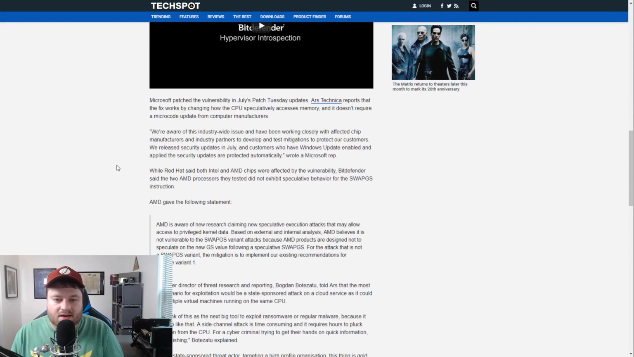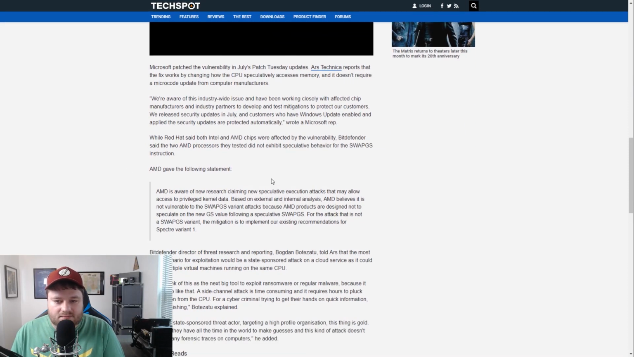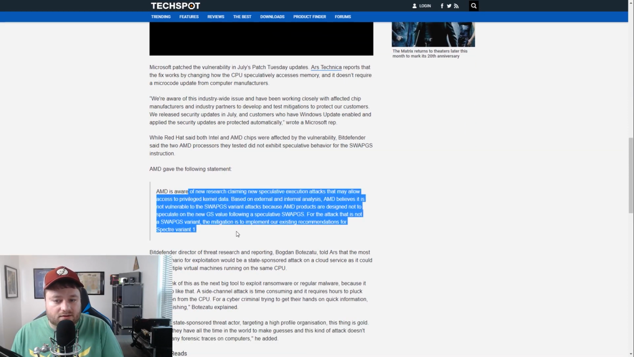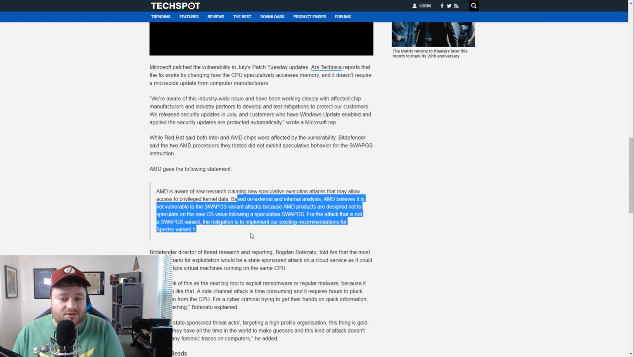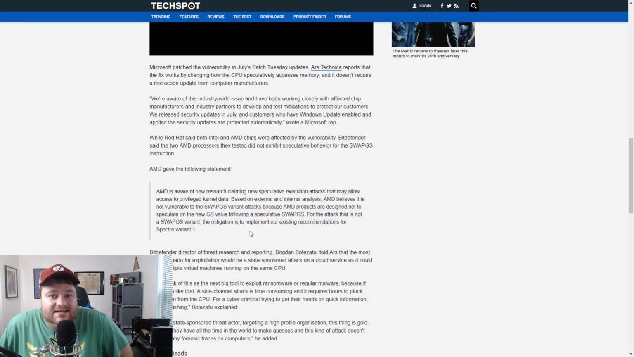And once again, though, this is AMD. Yep. AMD gave this statement. They are aware that the research claiming new speculative execution attacks may allow access to privileged kernel data. Based on external and internal analysis, AMD believes it is not vulnerable to these variant attacks because AMD's products are designed not to speculate on the new GS value following a speculative SWAPGS. So yeah, once again, it's something that seems to only affect Intel CPUs, though this time it appears that it isn't going to require an actual hardware fix.